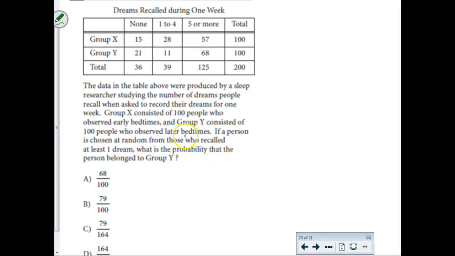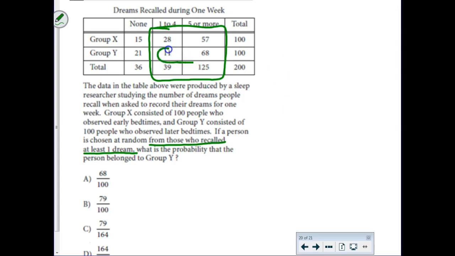They didn't say the word given, but this is a given question. This is a conditional probability. If a person is chosen at random from those who recalled at least one dream, so you can't look at the none. Okay, you've got to look only here. What's the probability that they were from group Y?